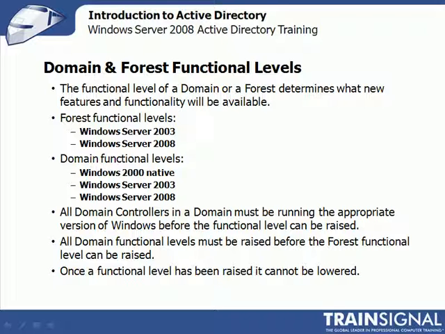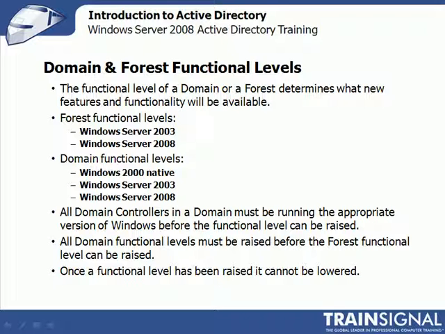What is that? Now, the other thing you need to know is that all domain functional levels must be raised before the forest functional level can be raised. And the one last thing I want to tell you here is that once a functional level has been raised, it cannot be lowered. So please keep that in mind, that you want to be careful. Only raise the functional level when you know that all your domain controllers are at a certain level of operating system, and that you're not going to be bringing in any domain controllers on a prior operating system. That's really important, because once you've raised it, it cannot go back down.